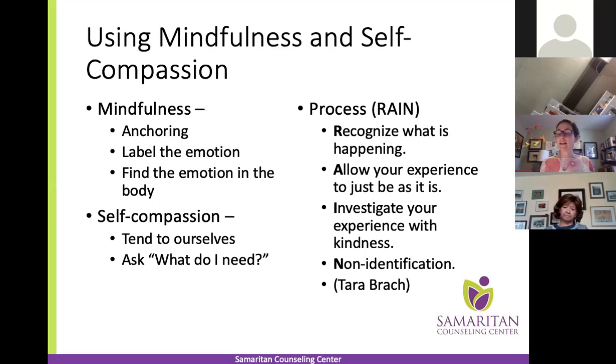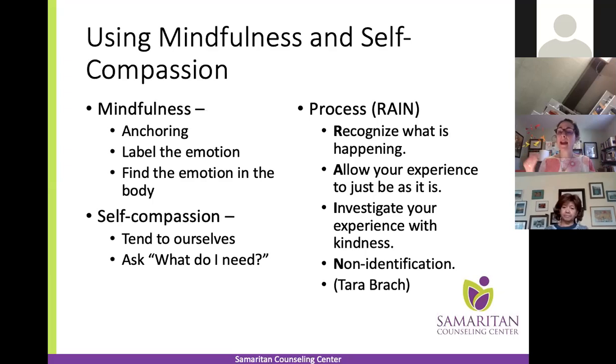Investigating our experience with kindness, being curious about what is this? What is happening? What is this trying to tell me? What can I learn from this? And then the end being non-identification, where rather than being so caught up and attached to the suffering or attached to the loss, we can hold some space from it and recognize that these are parts of life.